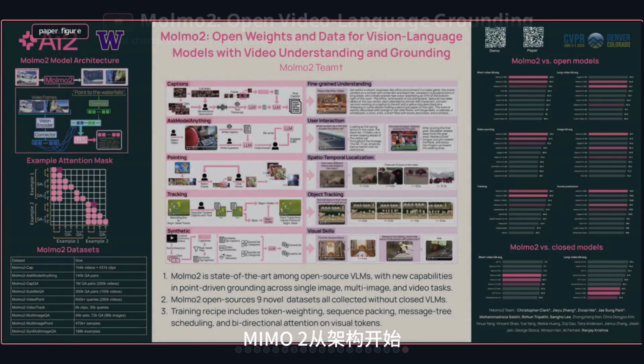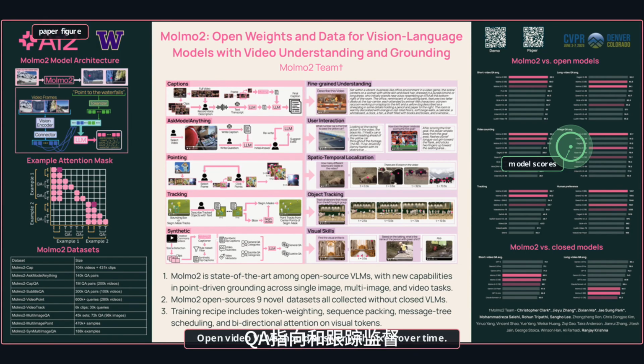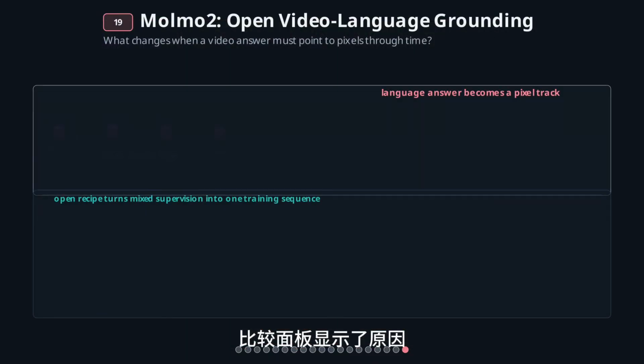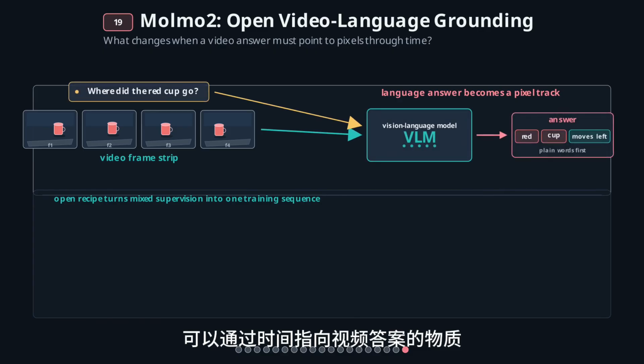Molmo 2 begins at the architecture, where video frames and a text request become shared vision language tokens controlled by the attention mask. The data panels add captioning, QA, pointing, and tracking supervision, and the comparison panels show why open weights and data matter for video answers that can point through time.